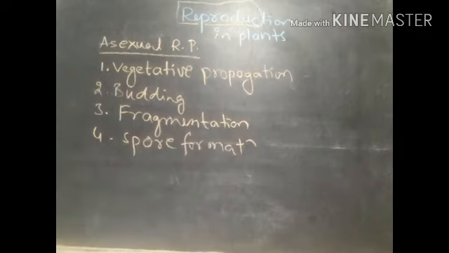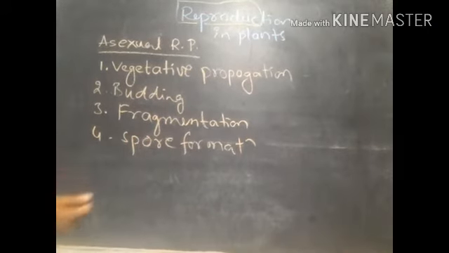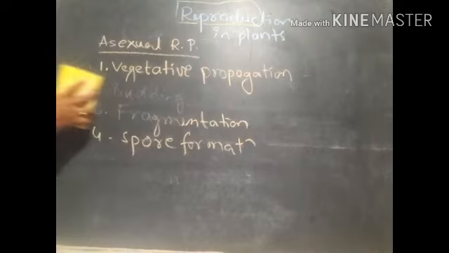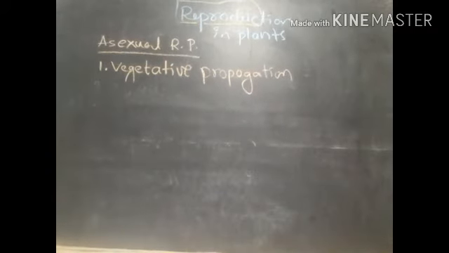Alright. Now see, there are four types of asexual reproduction methods. They include vegetative propagation, budding, fragmentation and spore formation, right? So one by one, let us see about them. The first method is vegetative propagation. We know that propagation means reproduction. Vegetative means vegetative parts. What are the vegetative parts? Leaves, stem, root. They are called vegetative parts. So by using a vegetative part, it is going to reproduce, right?